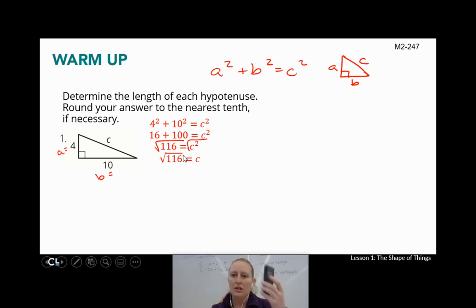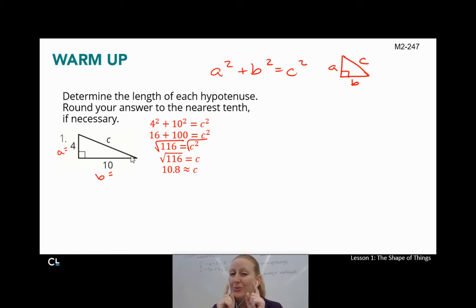And then I need a calculator because it did say to round my answer to the nearest tenth. So if I use the magic square root button on my calculator, I get a big old number, like 10.77032961. Whoa. You know what? I'm going to round to the nearest tenth, which takes me to about 10.8. So we just found out that the length of that hypotenuse is about 10.8.